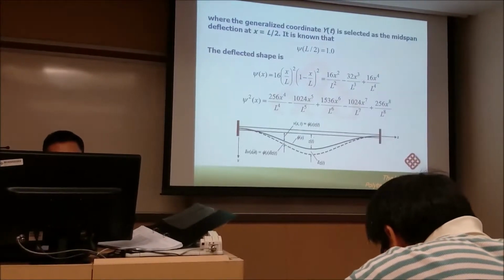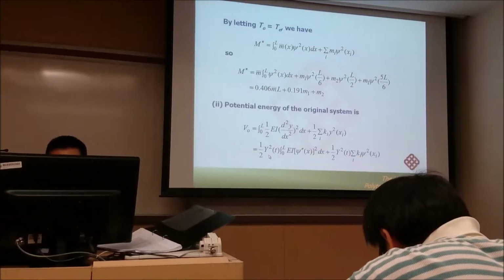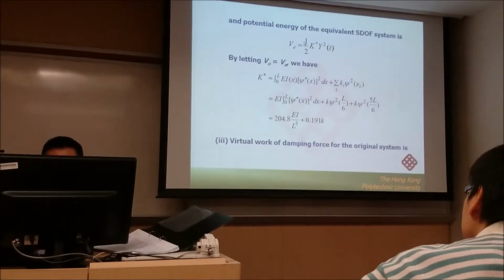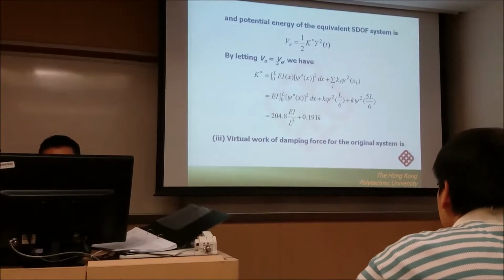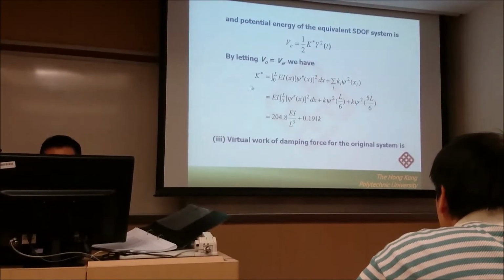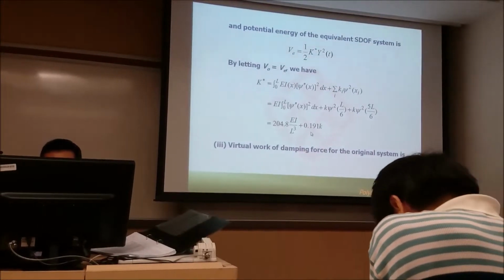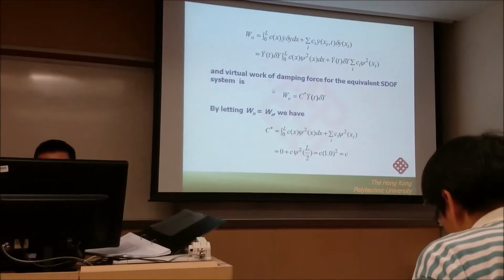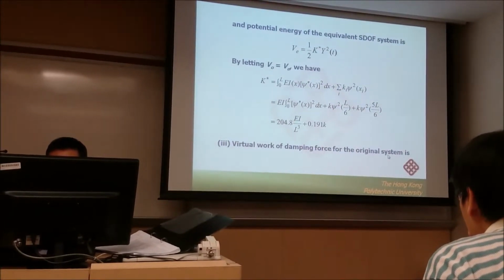We have two springs here, so this is an expansion for the potential energy, and this is an equivalent system. By equating V0 with VE, we can obtain the generalized stiffness. So this is the generalized stiffness.